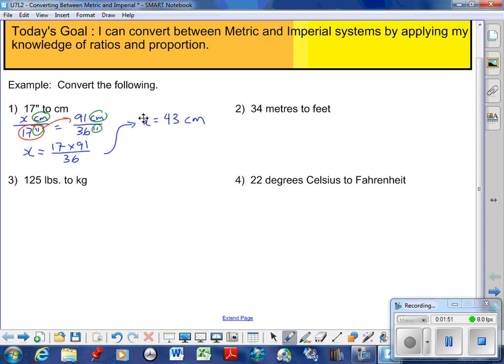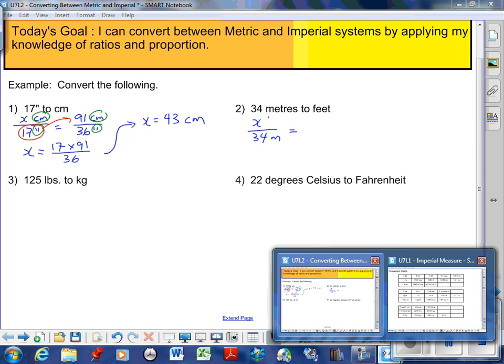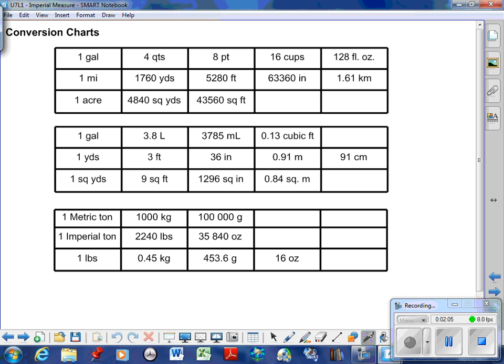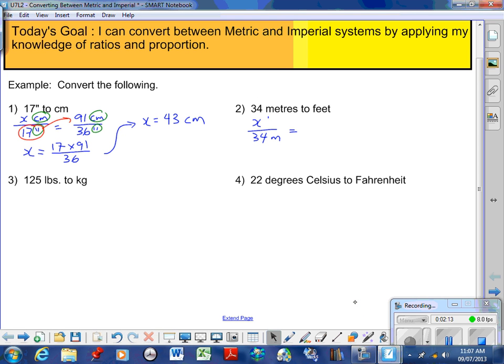Now, if we want to go meters to feet, and you're starting to see the pattern here, 34 meters to feet. I don't know the amount of feet, over 34 meters will equal. We go to our chart from the other day, and we're looking for meters and feet. I know 3 feet is 0.91 meters, so I can use that one.